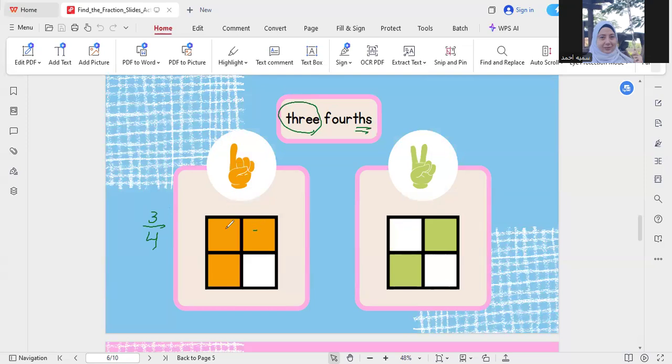3/4: 1, 2, 3 is the number of colored parts as a numerator, and then 1, 2, 3, 4 is the number of the denominator, as the number of all parts. 3/4 equals three fourths.